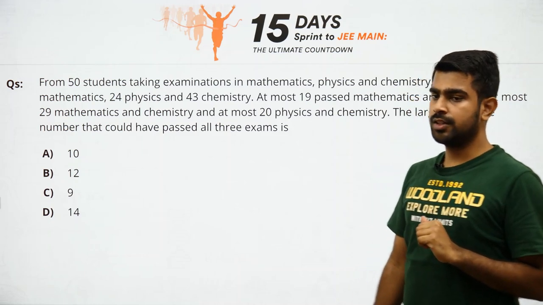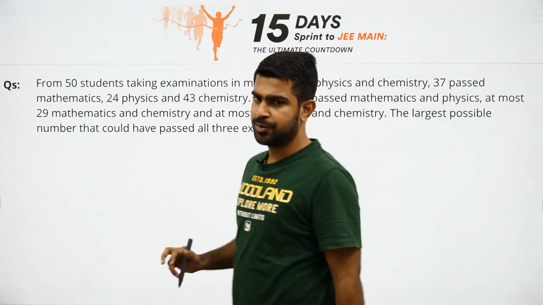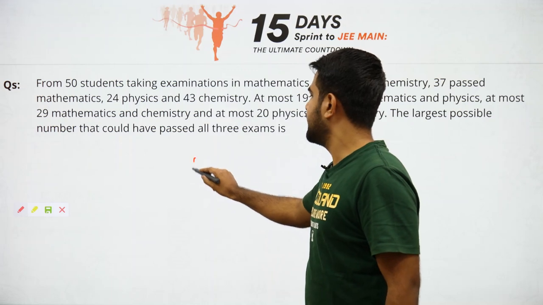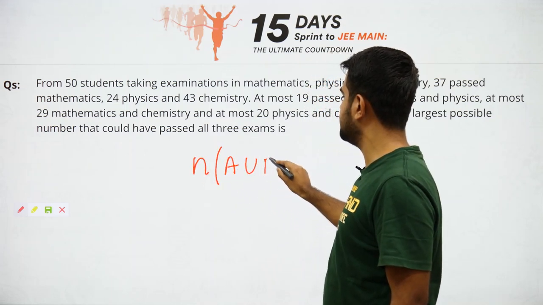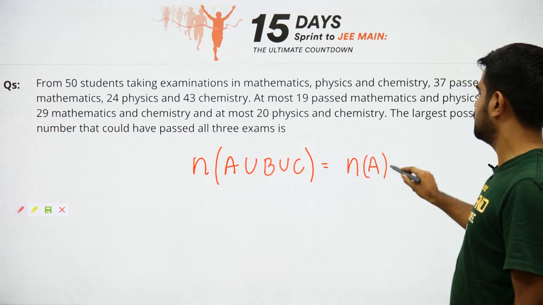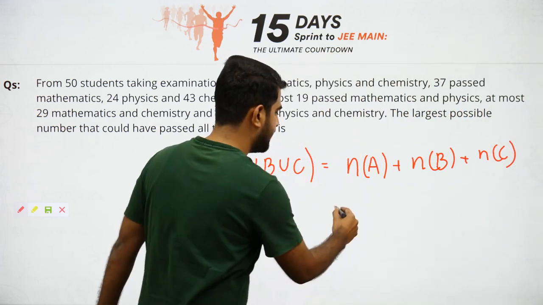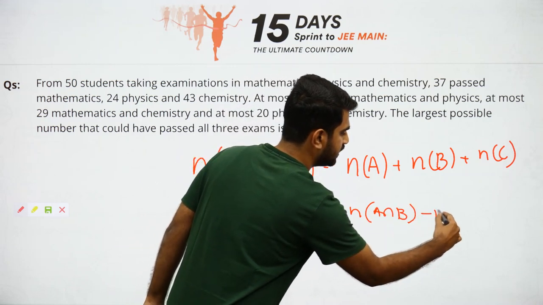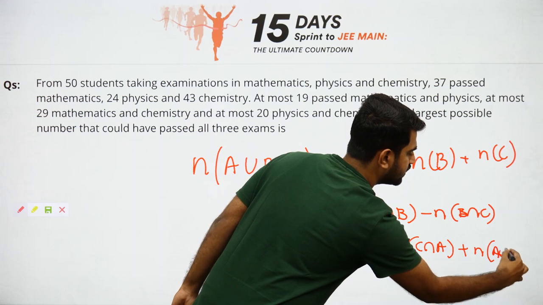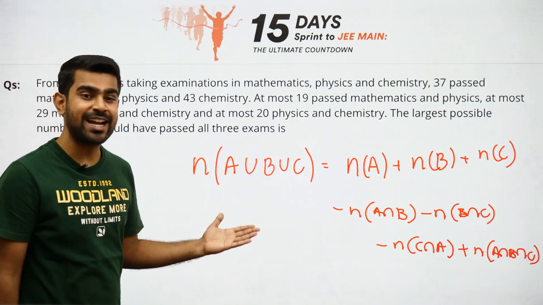Comfortable? So now we will try to solve this question. Again, it comes from Venn diagram, but for this, I'm sure most of you might be knowing the formula already. So we will directly write it down. What is that? N of A union B union C is equal to N of A plus N of B plus N of C, minus N of A intersection B, minus N of B intersection C, minus N of C intersection A, plus N of A intersection B intersection C. So that is my formula, which most of you might be knowing already. Okay, this you have been doing right from 10th standard, guys.